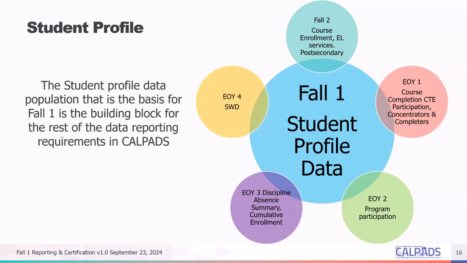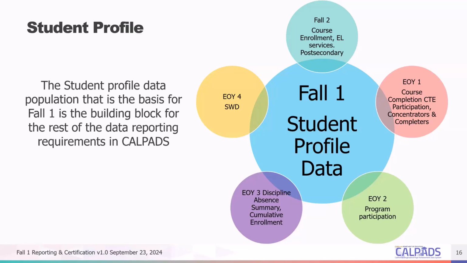So on Fall 2, the demographic information is used in course enrollment. Their attendance information is used in course enrollment. Those students who have been identified as EL will be identified as requiring EL services. And then we have post-secondary information for students from the previous year, those CTE completers from the previous year. And end of year 1, again, you have course completion, CTE participation and concentrators and completers.